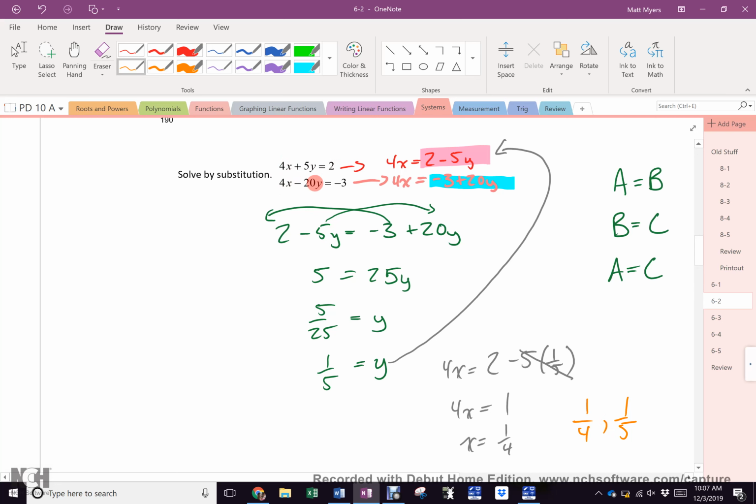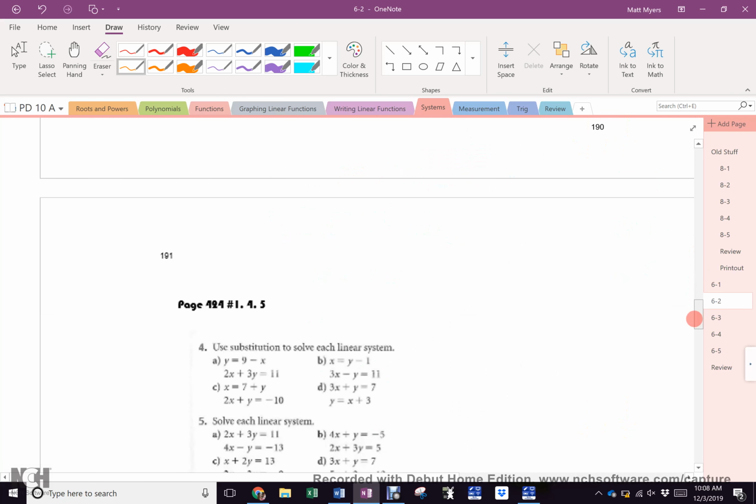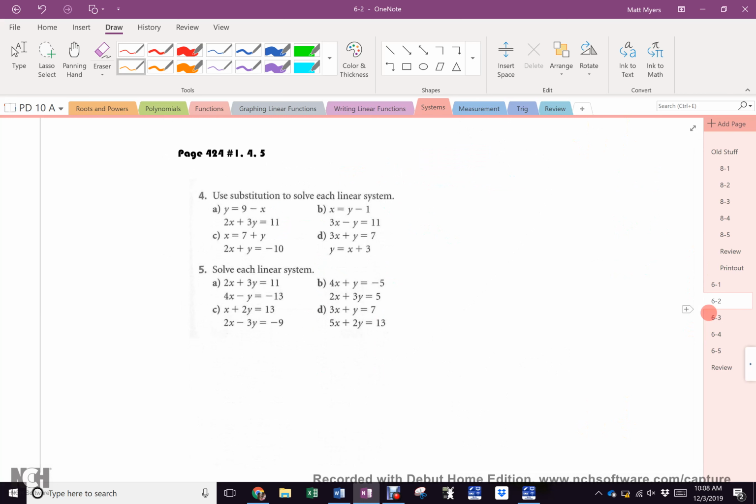What's negative 20 times a fifth? Negative 4. What's 1 minus 4? Negative 3. Did we do it right? Yeah, buddy. Could we do this even if they were sick, ugly decimals? Yeah, because what would we do? We'd just sub it back in. Right? If you can do algebra, can you solve systems? Yeah, buddy.